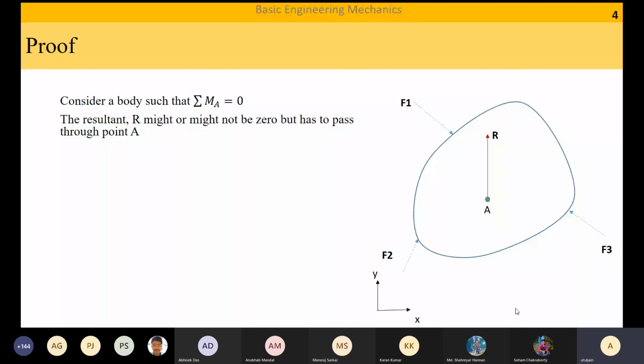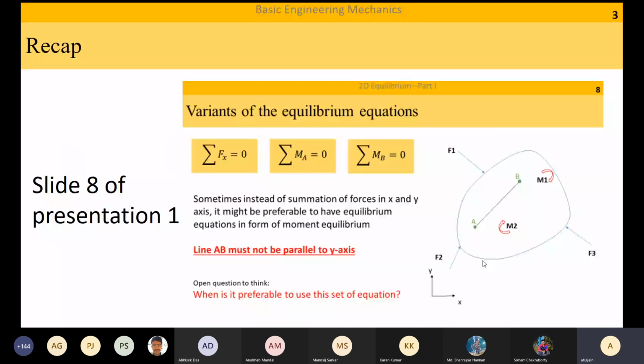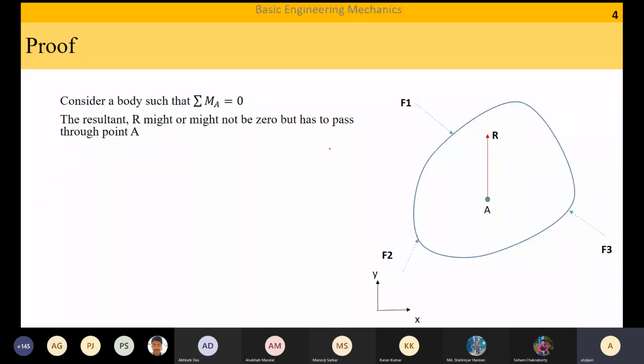Okay. So now we were trying to find a proof as to why even these three sets of equation guarantee equilibrium and what is the thinking behind this special condition that we have employed. To understand that, imagine that you have a body which is subjected to several forces F1, F2, dot, dot, dot, Fn. Now, let us say that there exists a point A where summation MA is equal to 0. If you take the moment about that point, then the net moment is 0.